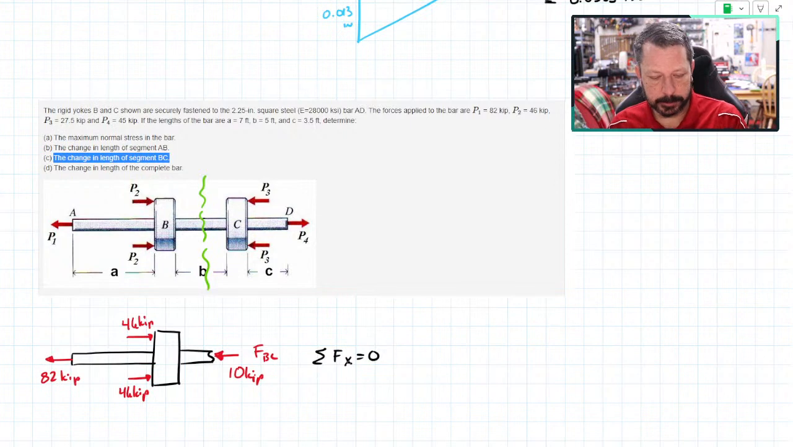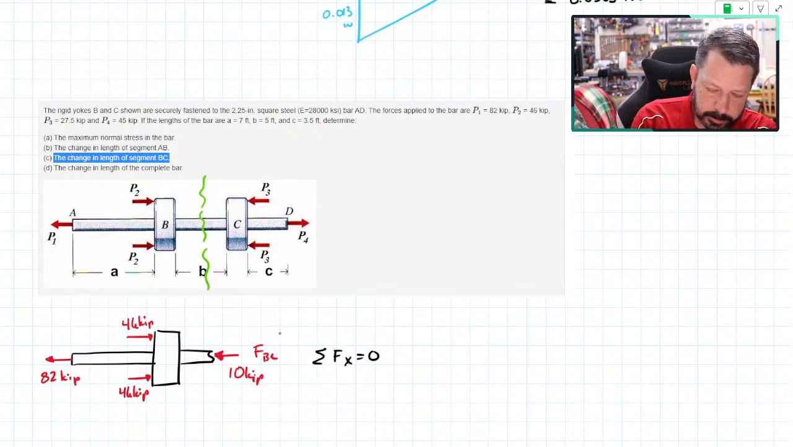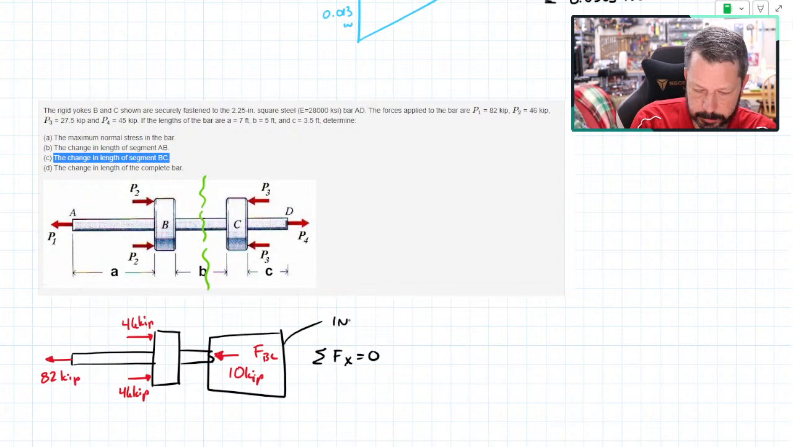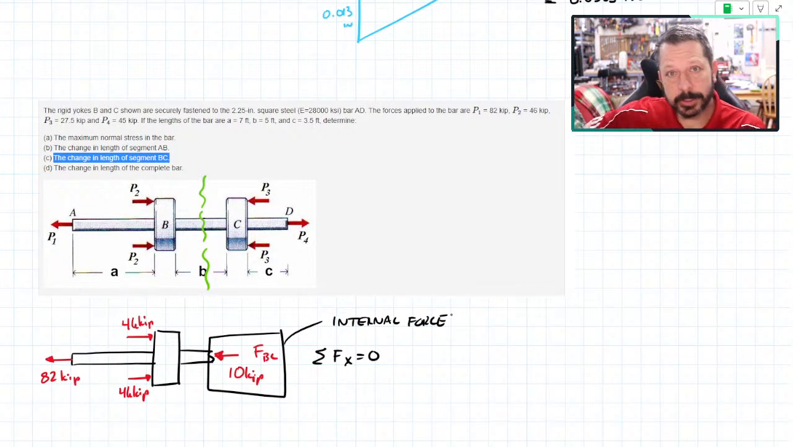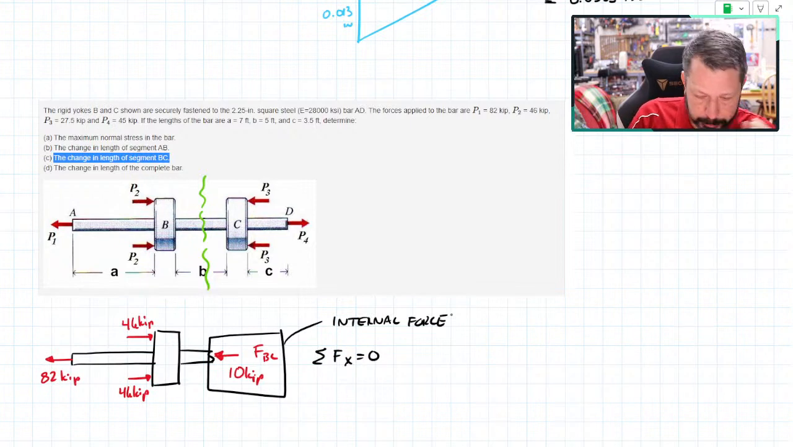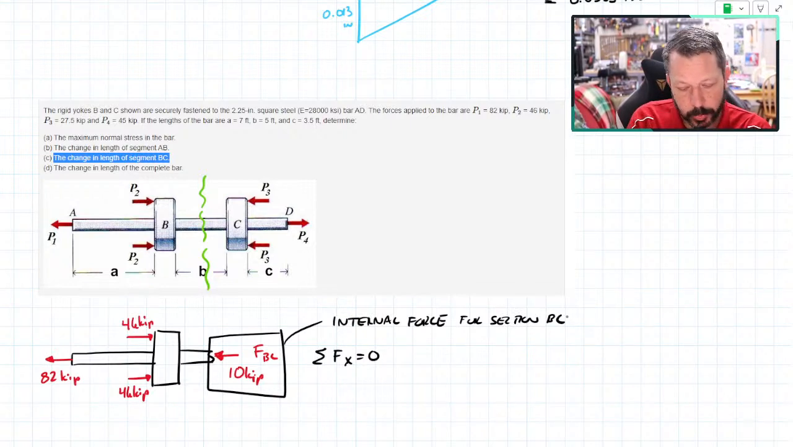So that tells me my internal force, this guy, internal force. That's the force that causes axial deformation in that section BC. That's the one that causes stress in that section. It's causing the strain also in that section, but the strain is changing length. All right, so internal force for section BC. And since it's drawn pointing towards the body, it's in compression.